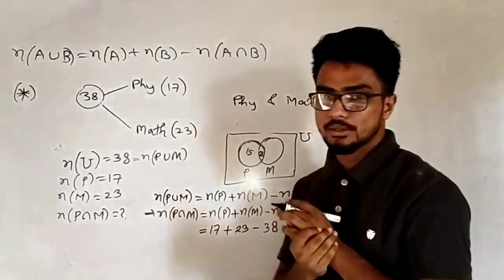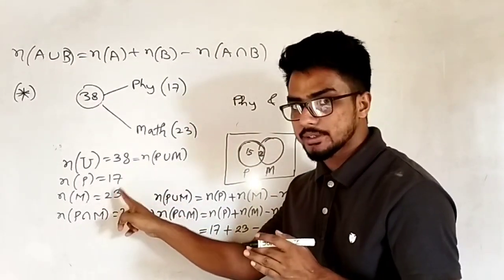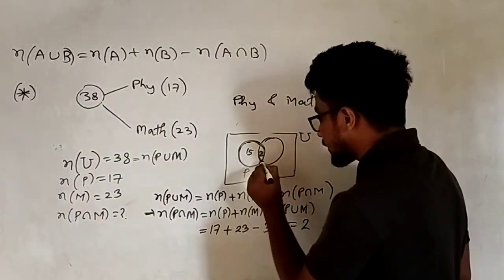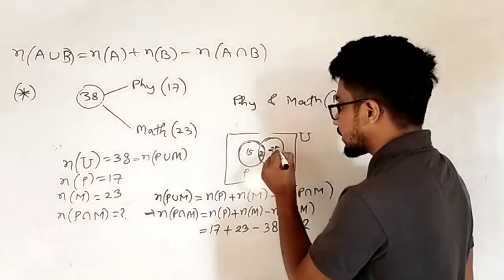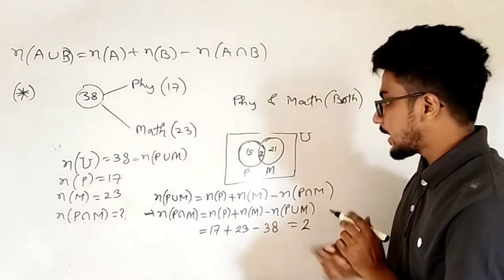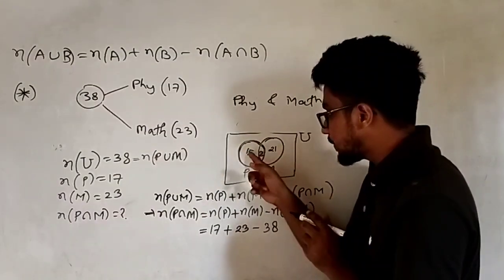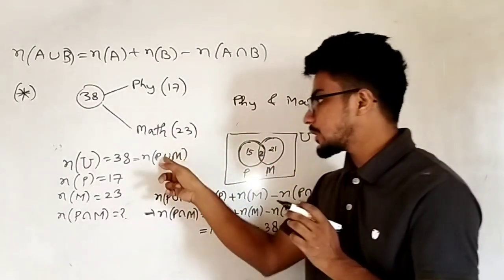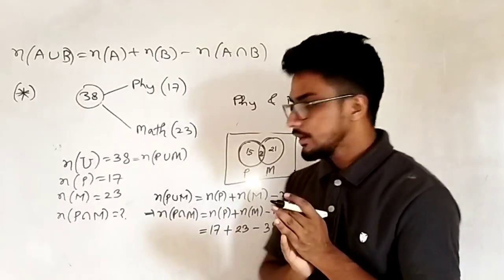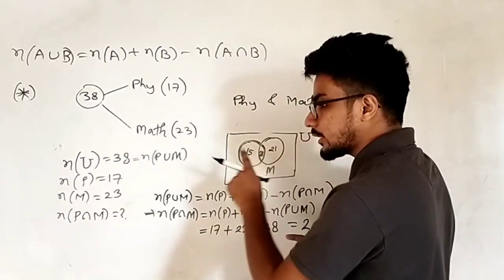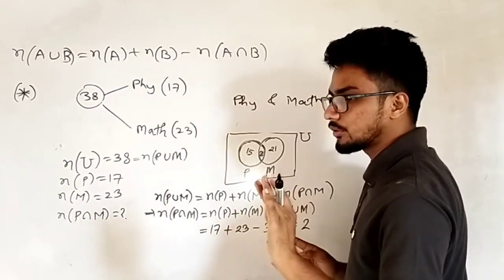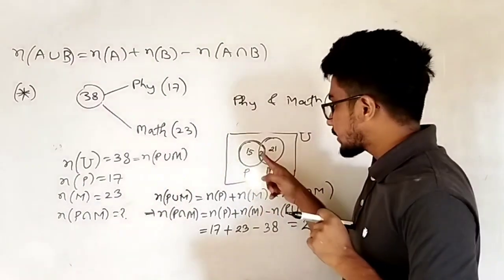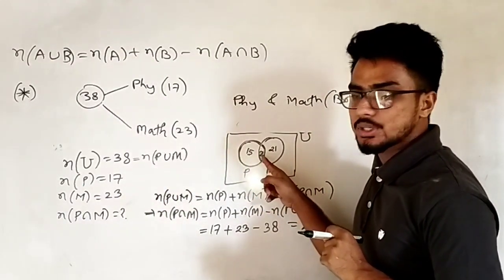Similarly in the M set there will be 23 students. So if P intersection M has 2, then here there will be 21 students. In total, 15 plus 2 plus 21, that means 17 plus 21 equals 38. That means P union M equals 38. Clear? Here the 15 students will read only physics, not both. The two students will read both physics and maths.